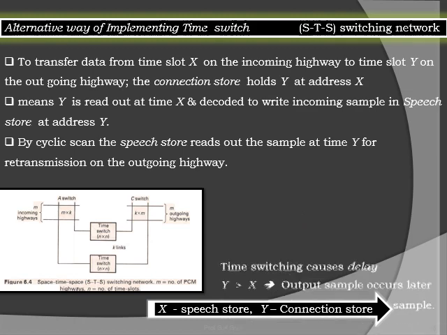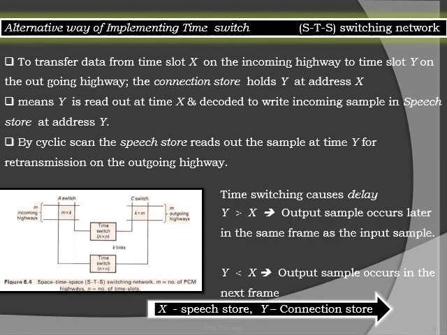So there are two difficulties we get here for two different versions. Suppose your outgoing reading and decoding is delayed from the connection store, but you are reading the speech sample. If it is delayed, the output sample occurs later in the same frame as the input sample. Otherwise, the output sample occurs in the next frame, like this. You have to include this when you explain STS switching networks.